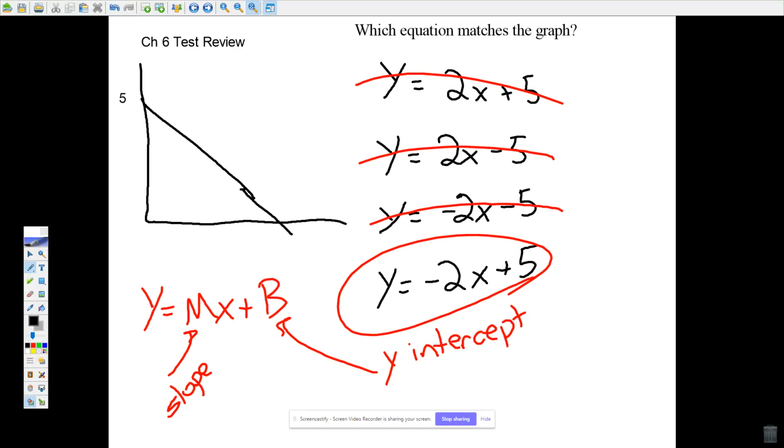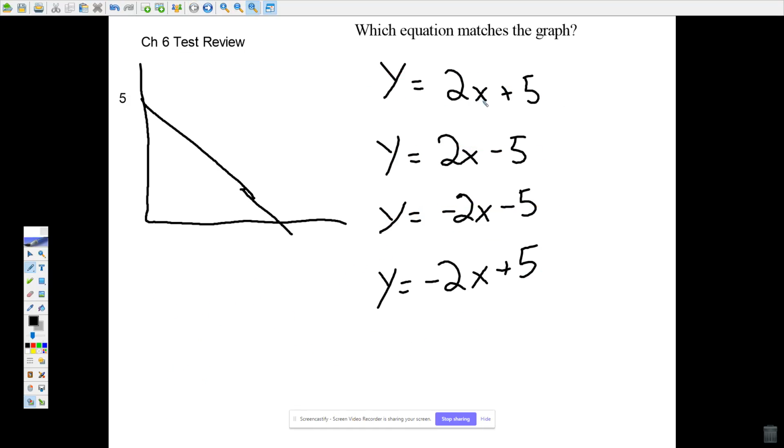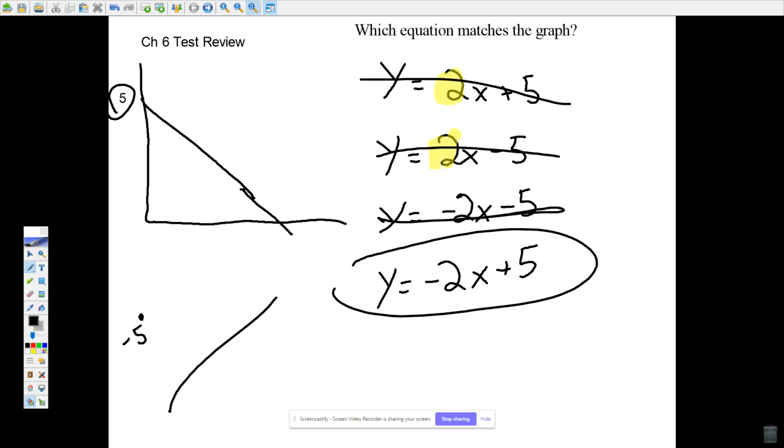So as we go through the process of equations, we look at these four equations. We can see that these two here, I'll highlight them for you, have positive slopes. That means they think the line is going up. Well, our line's not going up, our line is going down. So our answer has to have a negative slope. So these two cannot be possible answers. The third answer here says negative 5 is the y-intercept. Well, negative 5 is not where the graph crosses the y-axis. Negative 5 is down here. Positive 5 is where the graph crosses the y-axis. So the only possible answer is right there.